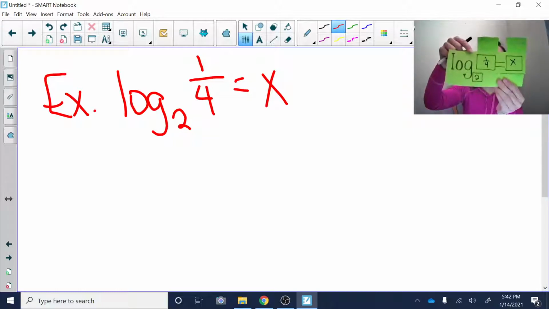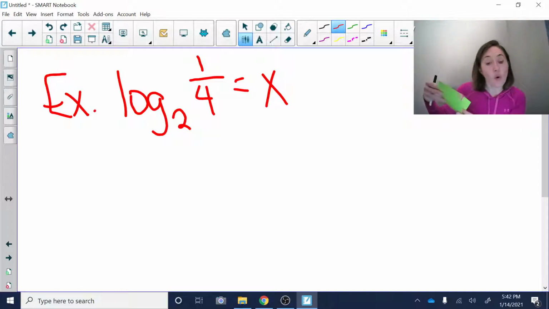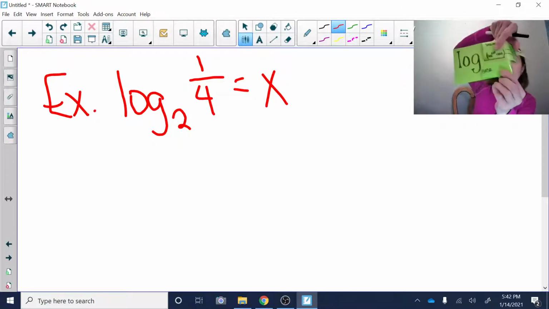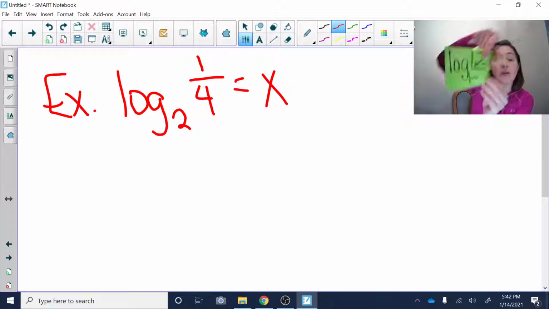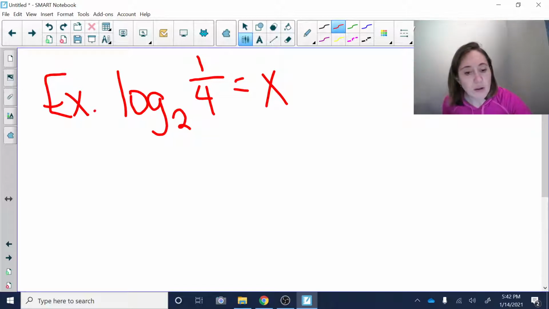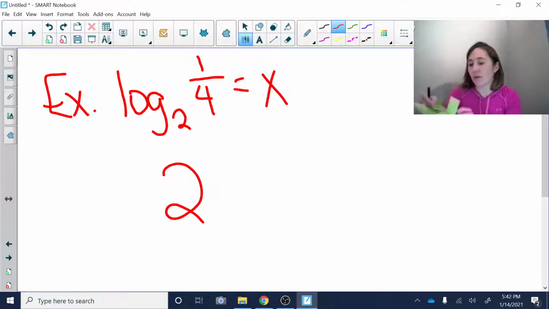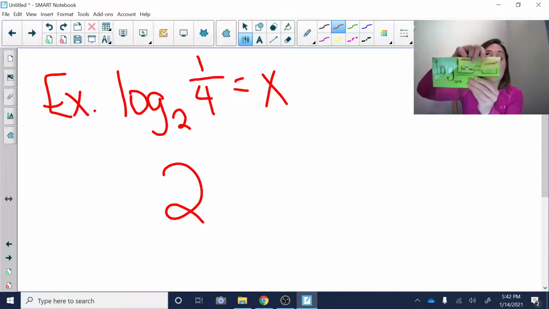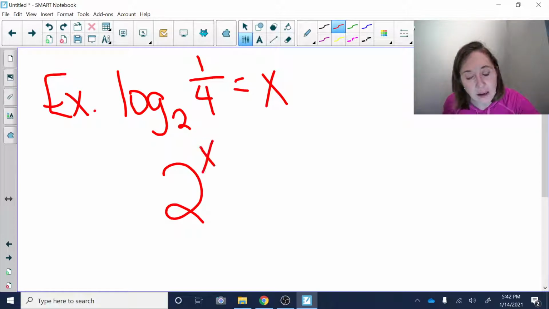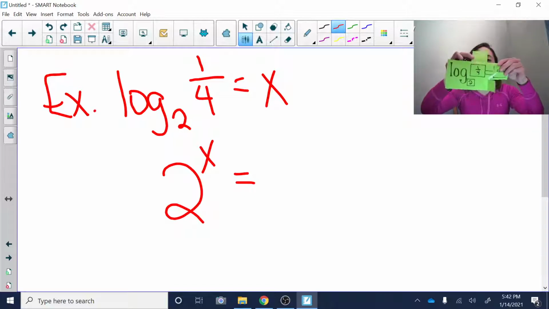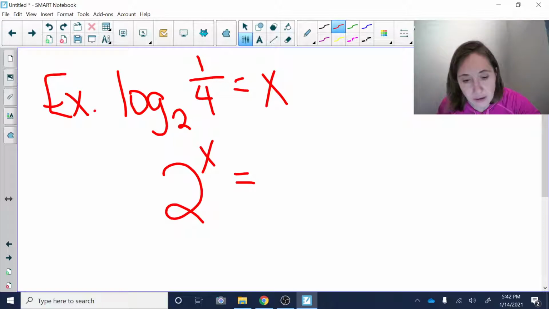So I have everything placed on here. What is my base? The base would be under this flat, so the base is 2. So I have 2 to the, what tells me my exponent? What's over here? So 2 to the something equals, and then my argument is what needs to go on the other side of the equals line, and that is 1/4.